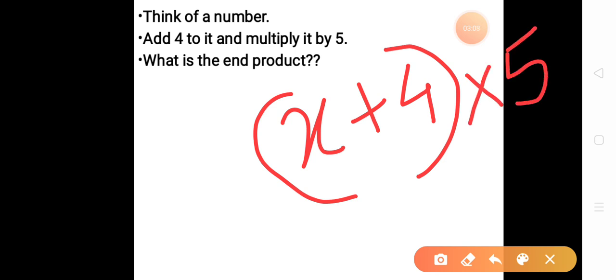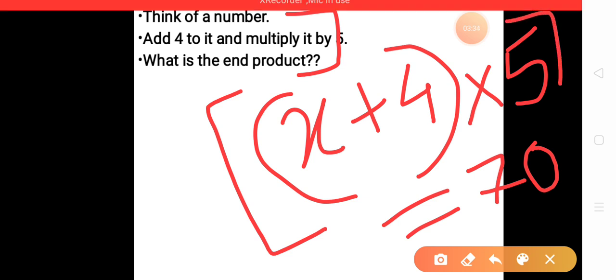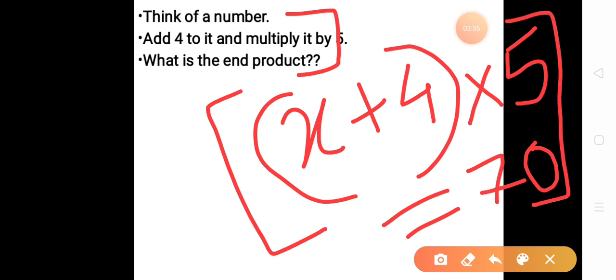Something related to algebra that you have done in your earlier class, in class 6, right? So x plus 4, which is the sum, getting multiplied by 5 gives us, so I'm going to write my end product, it was 70. Yes, now you see, all the 3 statements have been clearly shown by this particular expression. So this particular expression has got a name, and the name is nothing else but simple equation.